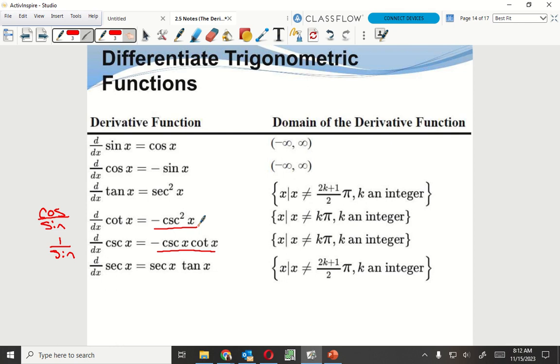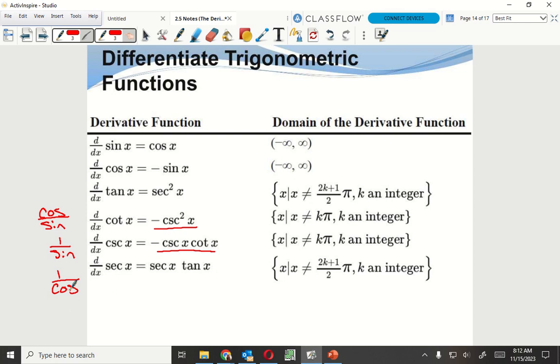And the derivative of secant, because secant is 1 over cosine, it's a quotient rule again. You end up with secant times tangent. Make sense, or is that nonsense? Some sense. Some sense.